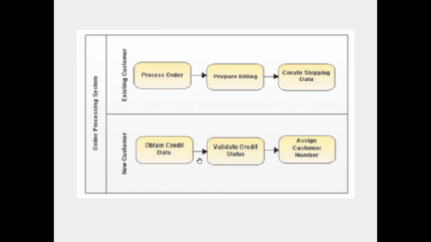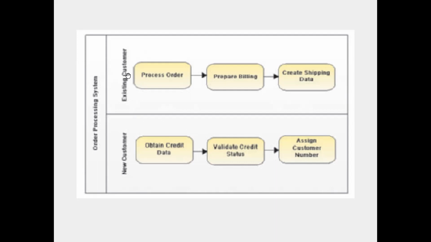Now let's say you have an order processing system. It could be anything, but let's say you are trying to make an order. So usually the name of the system is given like this, and these lines are known as swim lanes, which indicate different aspects. Now, for example, if you are a new customer to this system, what are the business processes? If you are a new customer, then we should obtain your credit data, and you have to check your credit status, and then we can allocate a customer number.